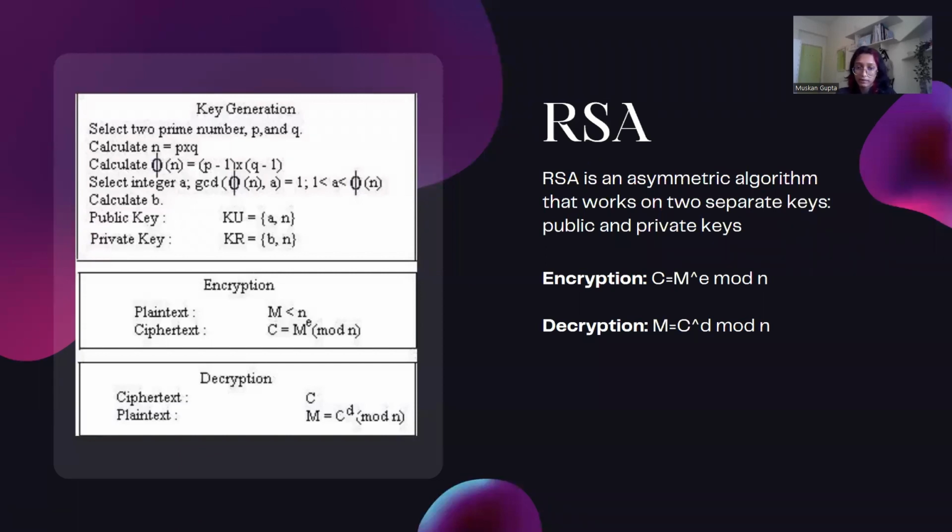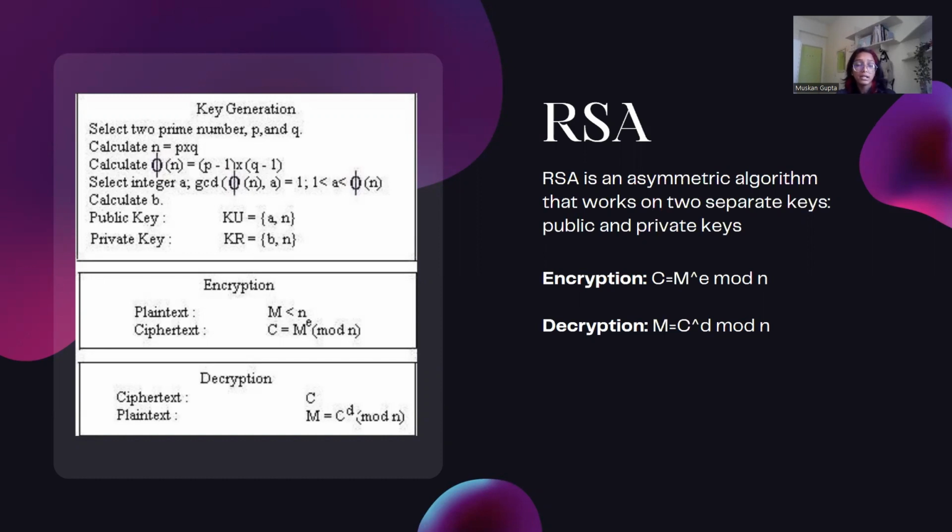Next up we have RSA. RSA is an asymmetric algorithm that works on two separate keys, that is the private key and the public key. The public key is basically shared by all, but the private key is kept secret by the user. RSA works on positive integer prime numbers that are exponentially used for the encryption and decryption process.